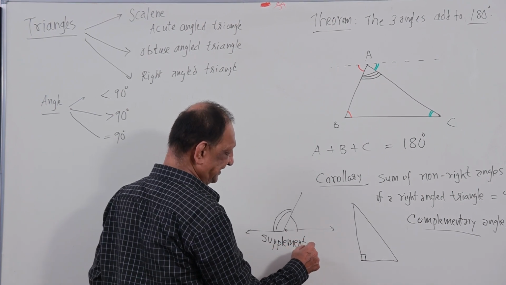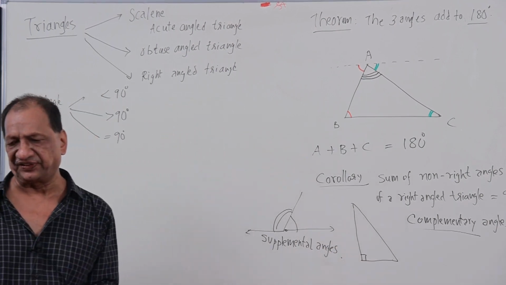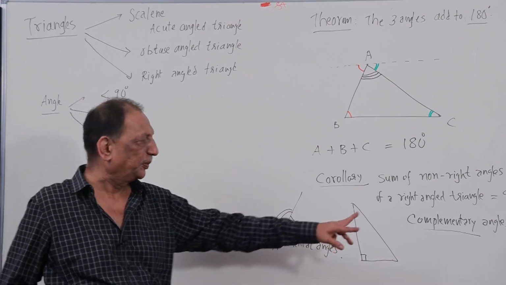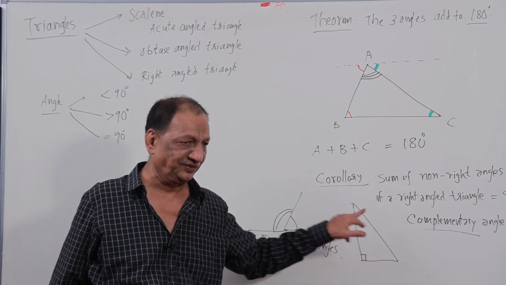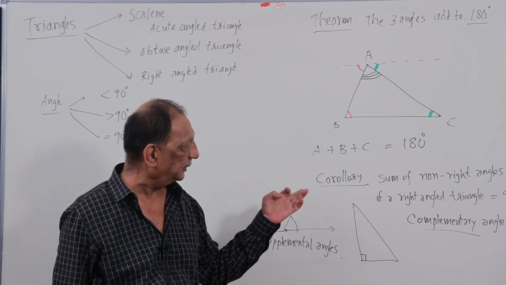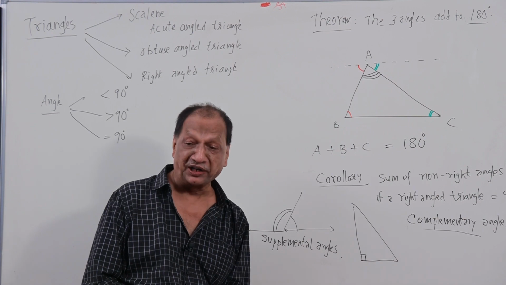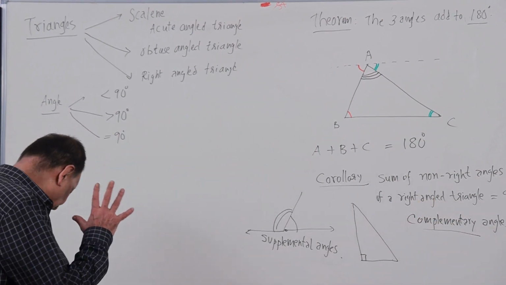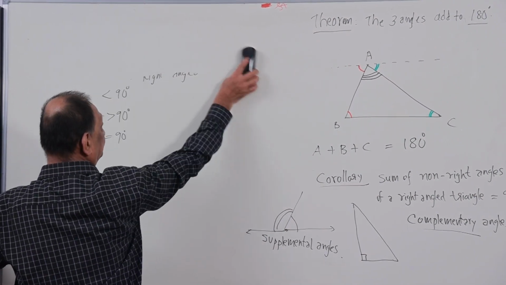These are just words, just names. There is no new knowledge there, just a way of writing. Two supplementary angles means they add up to 180 degrees. Complementary angles means they add up to 90 degrees. So in a right angle triangle, the two non-right angles adding up to 90 degrees is a corollary. The importance of this corollary, I'll show you. Something phenomenal you will get out of that. I'll show you one example which we might use later on.